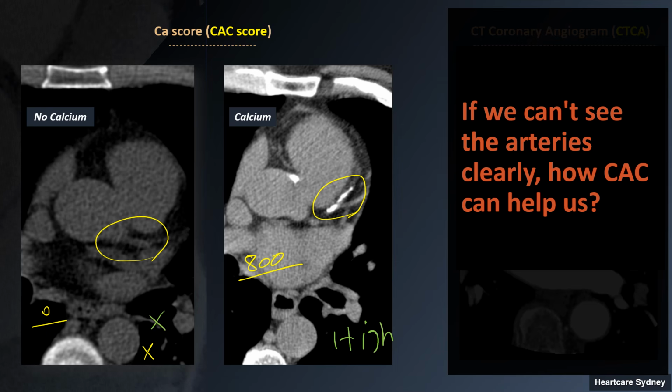We cannot judge or say whether there is any blockage present under this calcium, because that is not the purpose of doing a coronary calcium scoring. And that's why this test needs to be done in people who have no symptoms. We only do this test to assess someone's future risk of a heart attack.